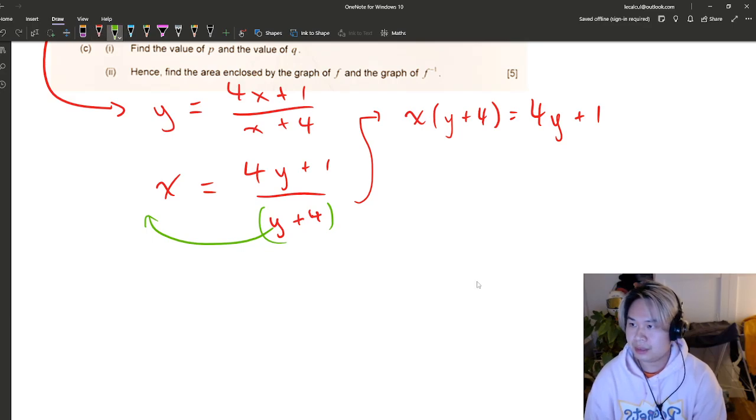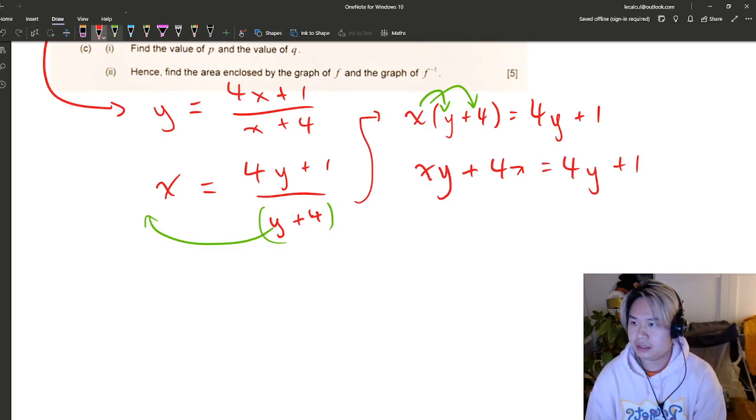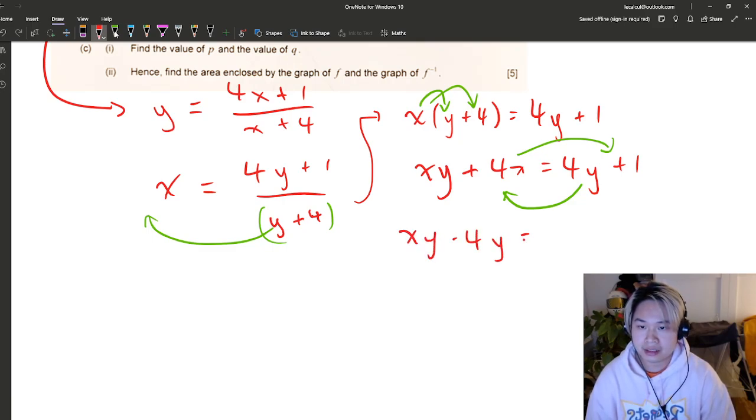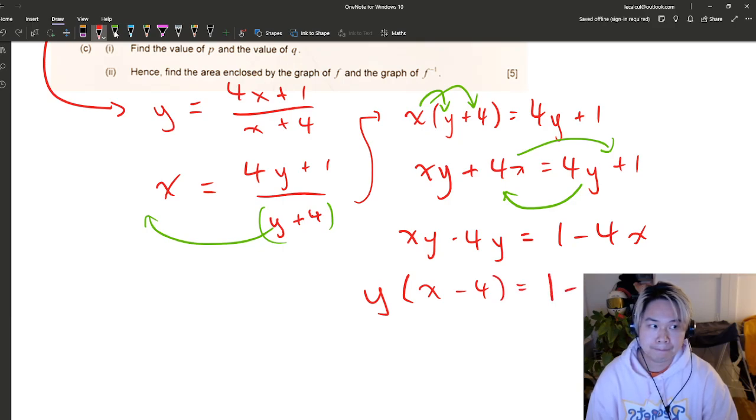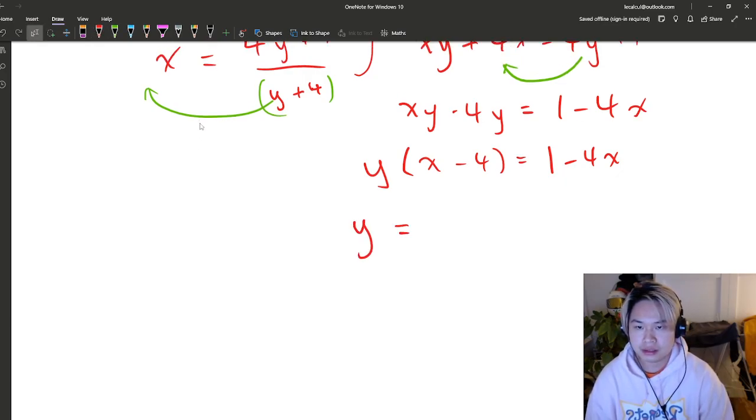And we're going to multiply in the x with the ultimate goal of collecting all of our terms with y in it on one side so that we can factor it out. So here, it doesn't really matter which way you go. I'll make this one go this way, and then I'll make that one go that way. So you've got xy minus 4y is equal to 1 minus 4x. And then we can get a single value of y by factoring it out. Therefore, your inverse would be this function.